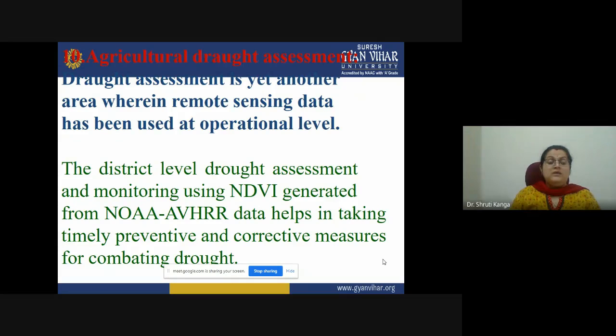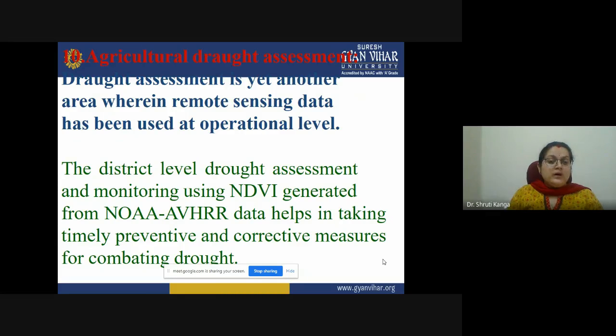So here we were just revising what applications we studied in yesterday's class. Now we'll start with agriculture drought assessment. We can also go for drought assessment. This is another application of remote sensing, or you can say geospatial tools, which can be used for agriculture drought assessment activities.